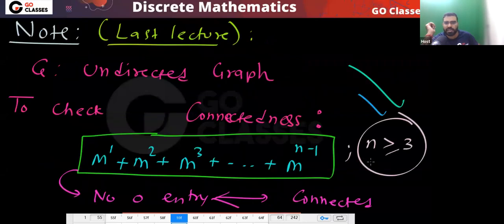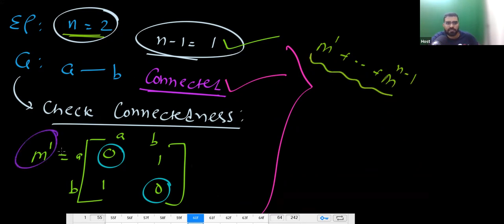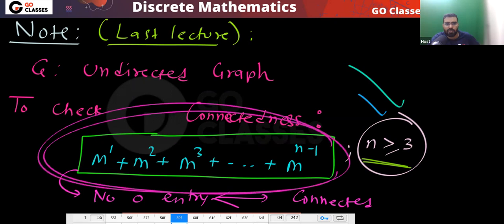So anyway, a simple point is that for n greater than or equal to 3, it will work. Mavit, is this clear? Because you have n equal to 2, so if you calculate m power 1 to m power n minus 1, because n minus 1 is 1, that will be only m power 1, right? I'm just telling you that this method, like m power 1, m power 2, m power 3, up to m power n minus 1, will work when you have n greater than or equal to 3.